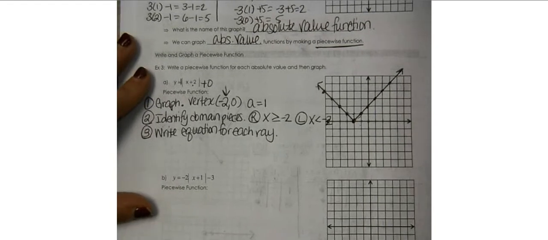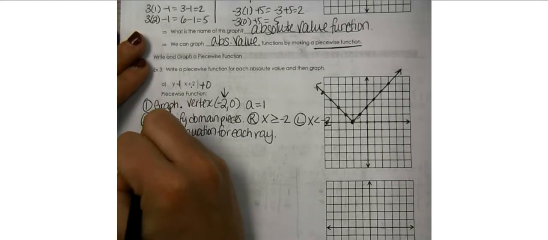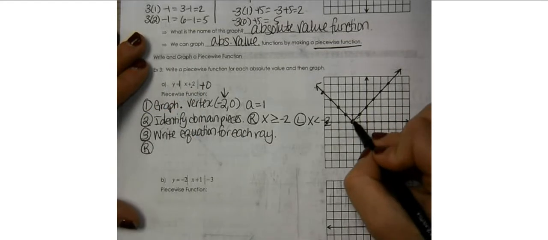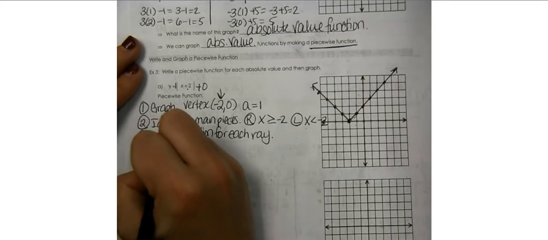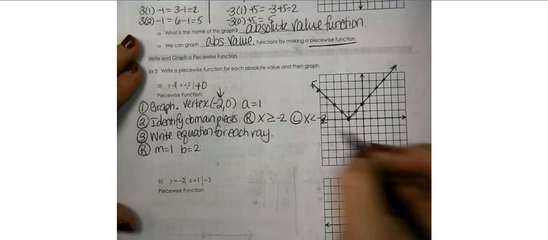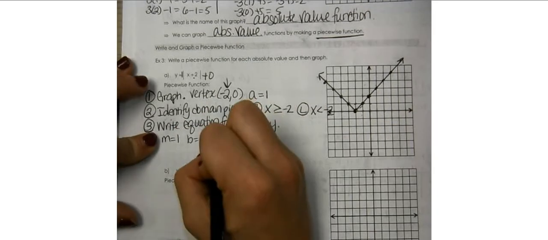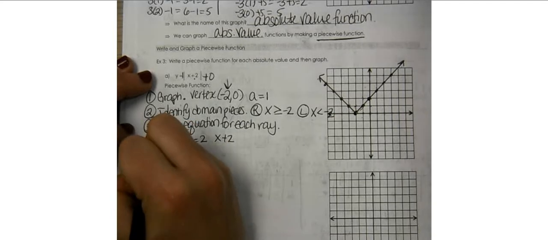You can work with the right-hand side first and then the left-hand side, just as long as you are organized. So I'm going to start with the right-hand side. For the right-hand side, let's identify the slope. We already know that we're rising 1 and running 1. So my slope in this case is equal to 1. My b value, well, my b value in this case looks like it's going to be 2. So b is equal to 2. So for the right-hand side, the equation is going to be x plus 2. Cool. Let's talk about the left-hand side.